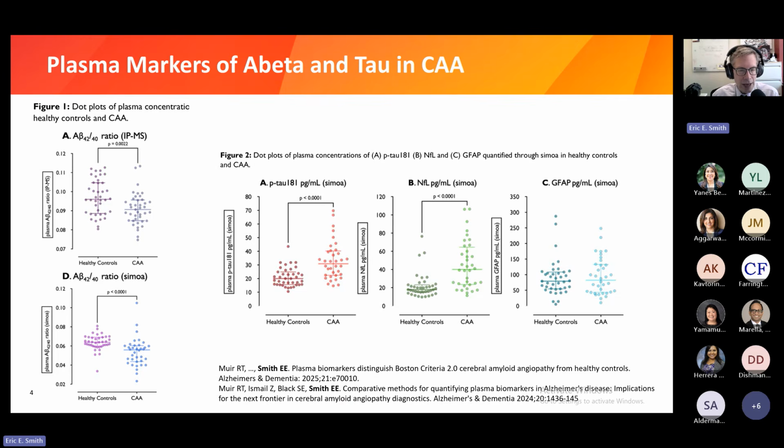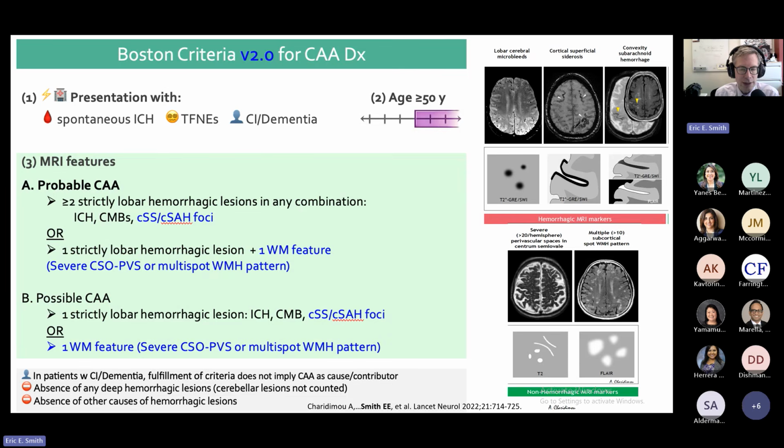I'm going to go back and focus on the more tried and true ways of diagnosing CAA, which are through CT and MRI, and ideally applying the Boston criteria, which are the most sensitive diagnostic criteria. I'll thank Andreas Charidimou for loaning this slide to me. And this summarizes the Boston Criteria 2.0, which were published in 2022, an update on criteria published in the early 2000s and then modified in 2010.